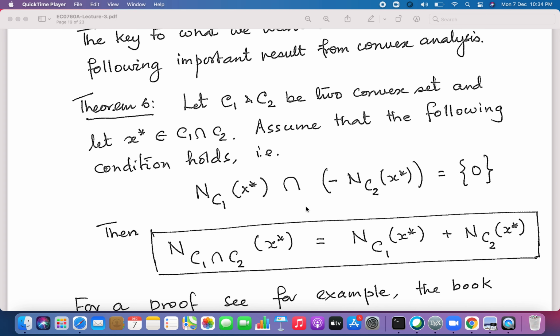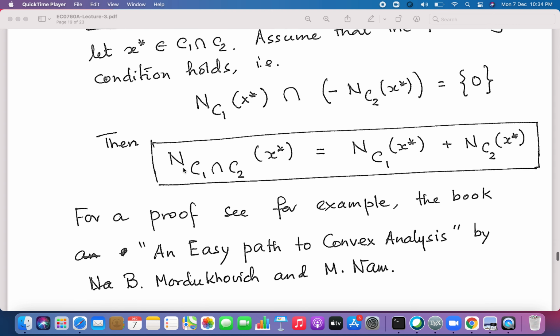For some nice thing to happen, something has to be checked or verified before. That the normal cone to C1 at X star intersection the minus normal cone to C2 at X star must be only the zero element. It could be a reverse also: you can take minus NC1 X star intersection NC2 X star would be zero. It doesn't matter. So the intersection of one of the normal cones with the negative of the other normal cone can have no other element other than 0. There cannot be any other element. The intersection is a singleton.